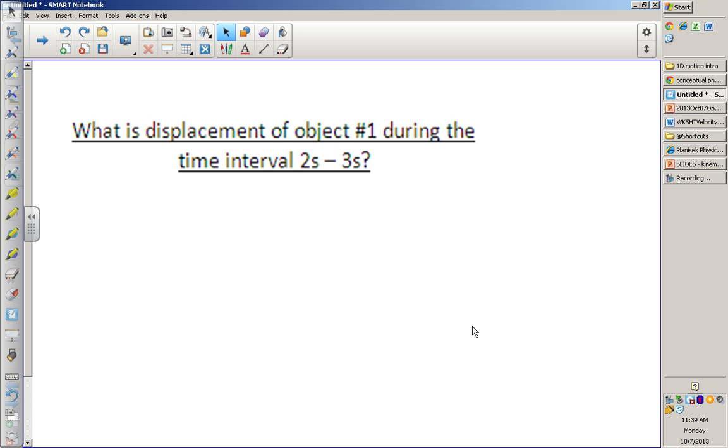So now it says, what is the displacement of object number 1 during the time interval 2 seconds to 3 seconds? So this question flat out asks us for what? Displacement, so that's our unknown. What other things do we know about this little section? How much time goes by? Let's do that one first. 1 second, right? We want to know from 2 seconds to 3 seconds. What is the initial velocity during that section? On our ramp at 2 seconds, how fast did we say it was going? 4 meters per second.